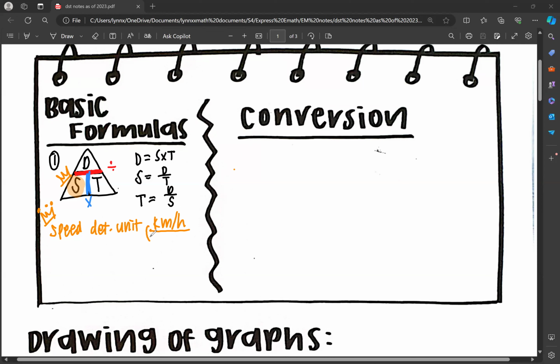Very good. What about the distance? They're indirectly telling you that the distance must be in km, and the time must be in hours. Very good. Understand? So let's say I have m per second. So what does that mean? They say m/s. Distance must be in meters and time must be in seconds.